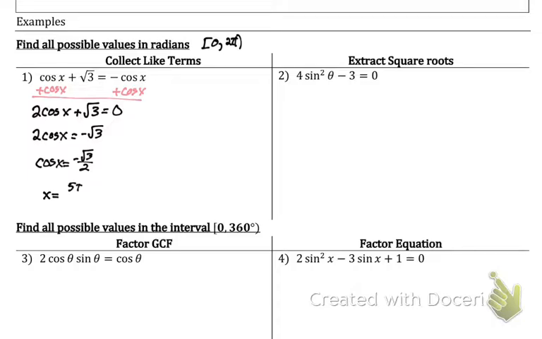5 pi over 6 would be my quadrant 2 value. What would be my quadrant 3 value? 7 pi over 6. You know what the nice thing is about knowing the unit circle and knowing what quadrant things have to be in? If you know 5 pi over 6 is your answer, and I know it has to be quadrant 3 as well, one more, and I'm in that quadrant.